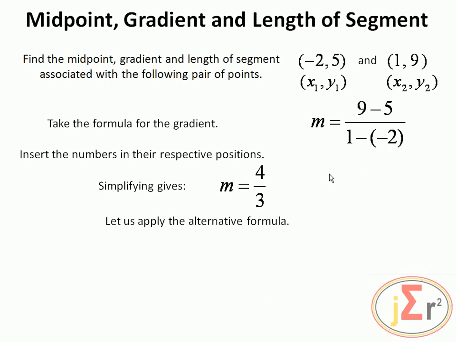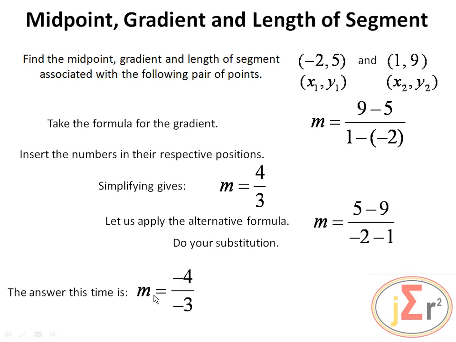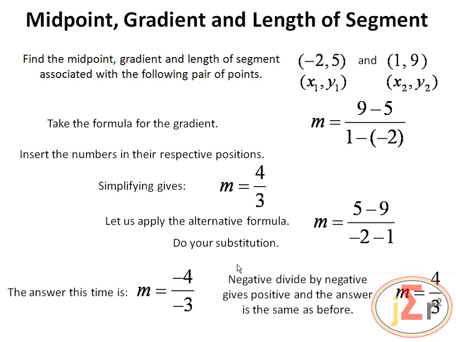Let us apply the alternative formula, which is the other one. M is equal to y1 minus y2 over x1 minus x2. So we are going to do our substitution. All right. What happens here is that we have m is equal to negative 4 to be divided by negative 3. Of course, negative divided by negative is positive. Negative divided by negative gives positive, and the answer is the same as before. So it does not matter whether we say y2 minus y1 or we say y1 minus y2. In the long run, the answer is going to turn out to be the same.